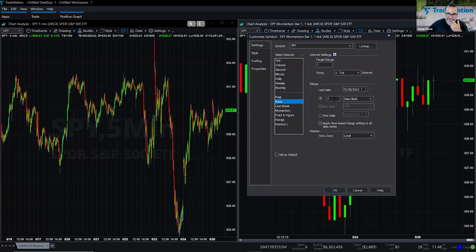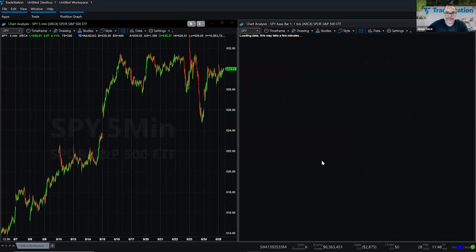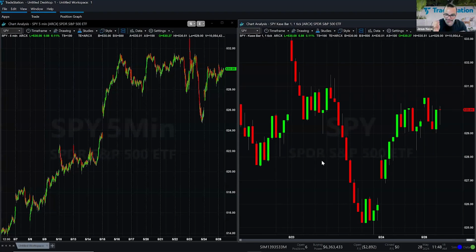Case has a target range. Let me do 30 days back. The difference between case, momentum, and range is that case uses real data. Let's go ahead and take a look.